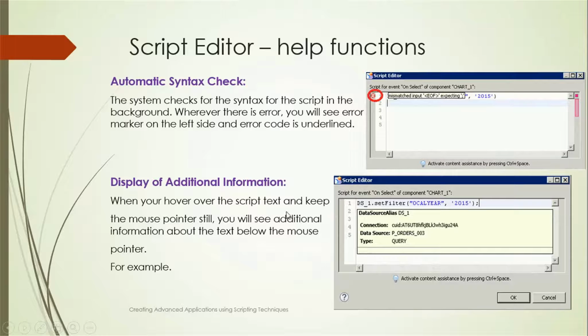Then display of additional information. If you see ds1.setFilter, if we click on this and keep the mouse pointer here for some time, it will show the information of that particular line. In this case, it will say what the connection is, what the data source is, and what the type is, that it is a query.